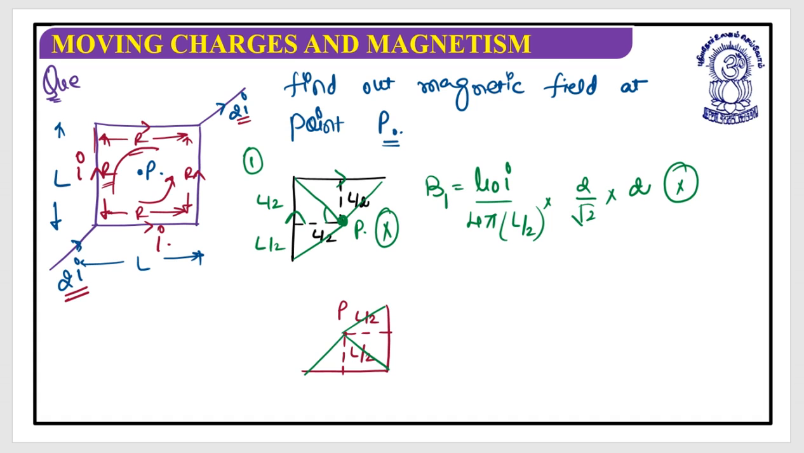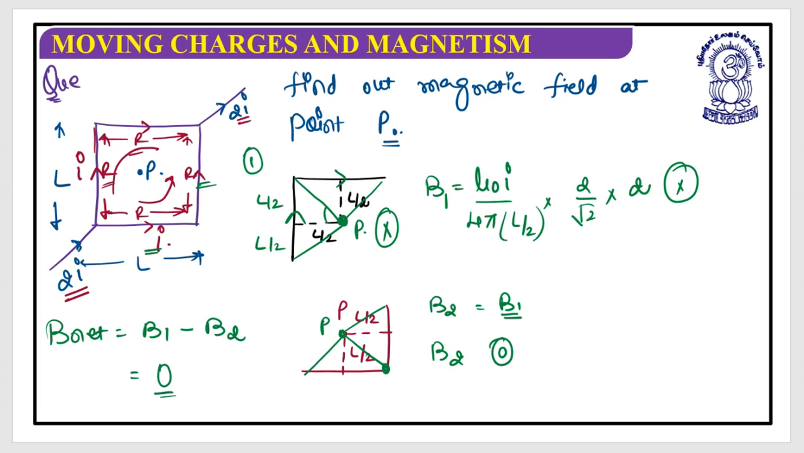So I understand that the magnetic field of the first segment and the magnetic field of the second segment are the same, B1, but this magnetic field at this point P is outside the plane. Why? Because here the current is flowing in an anti-clockwise direction. So B net would be equal to B1 minus B2, and that would be equal to 0. I hope these things are clear.